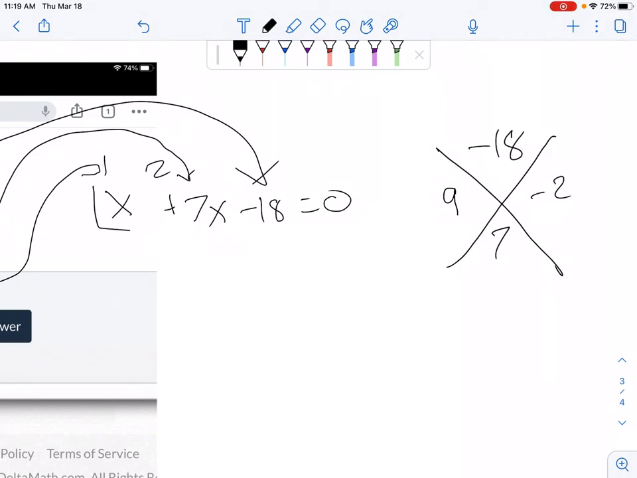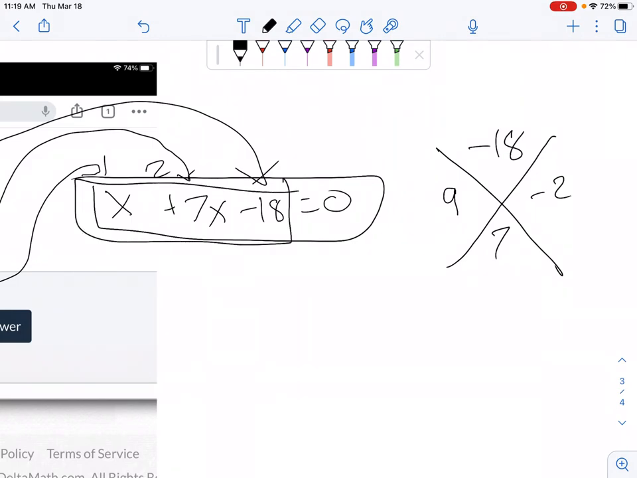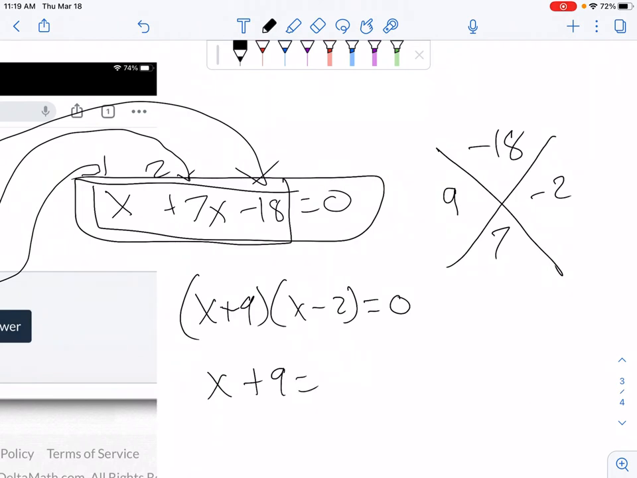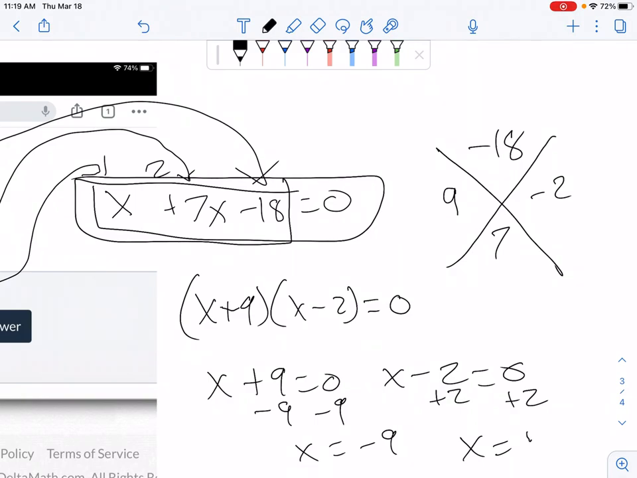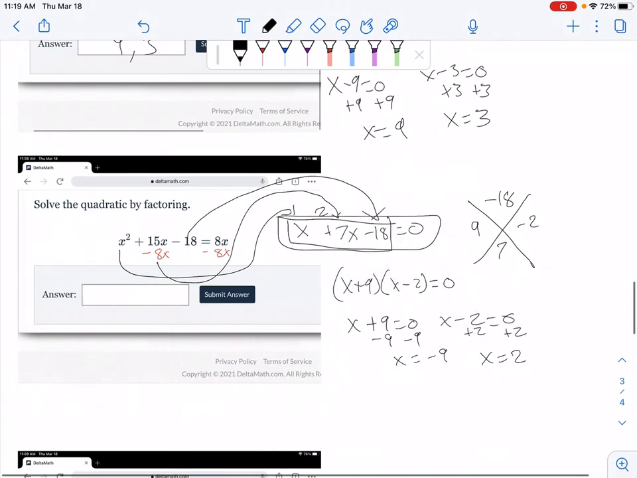So we can rewrite this piece as x plus 9 times x minus 2 equals 0. So x plus 9 equals 0, x minus 2 equals 0, and we solve each. X equals negative 9, or x equals positive 2. So I'll list my answers, 9 comma 2. Oh, negative 9 comma 2.